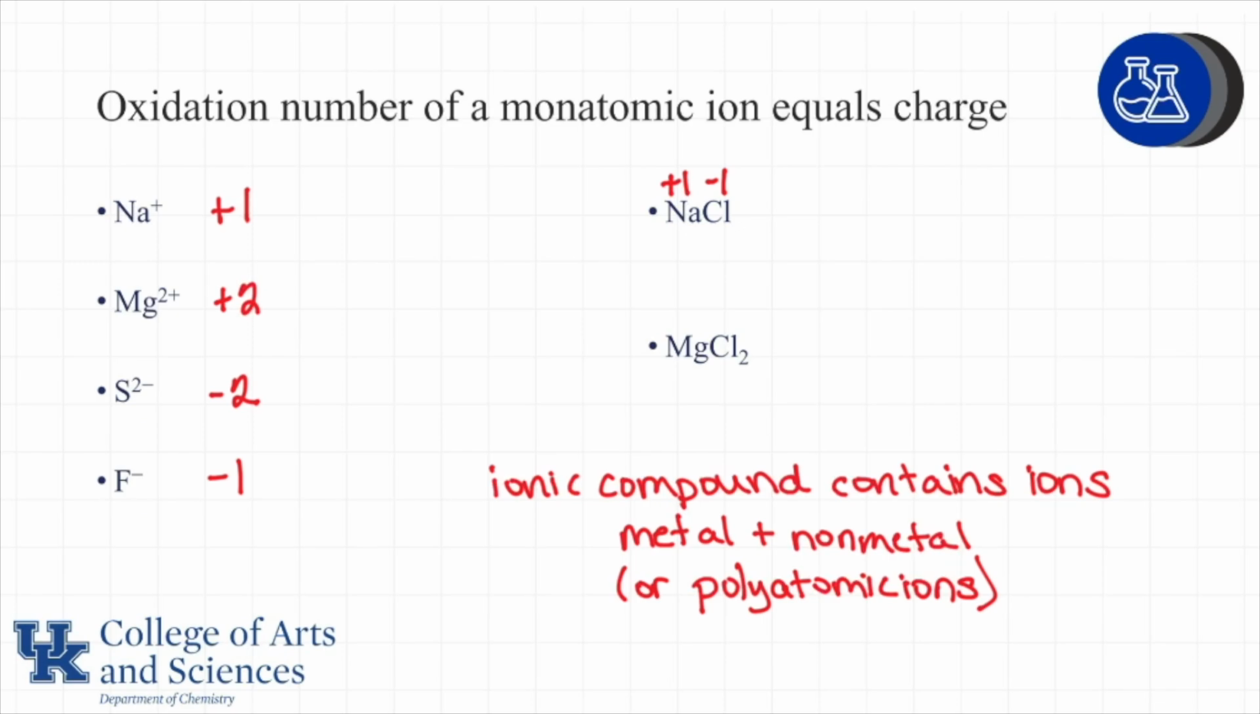Magnesium is in the second column of the periodic table, has a charge of +2 in an ionic compound, so its oxidation number is +2, and the oxidation number of chlorine is still -1. Note that we look at the oxidation number per atom. Even though there are 2 chlorines, we talk about the oxidation number of each chlorine atom.